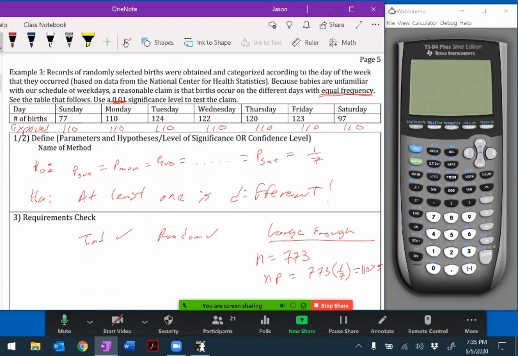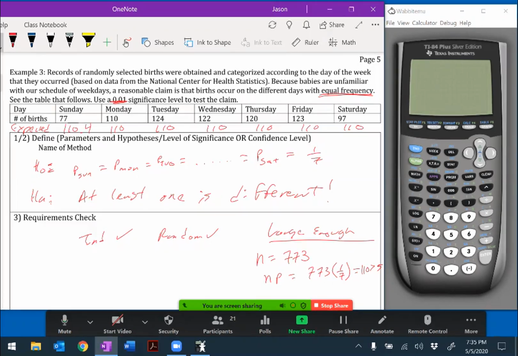Okay, and if you really want to get spicy about it and you're like, well, how could that be 110? It's not exactly 110, because that would be 770. You could add in the 0.4 if you really wanted to. 110.4, that's going to give you your extra 3. But basically, that's your expected amount, 110.4.